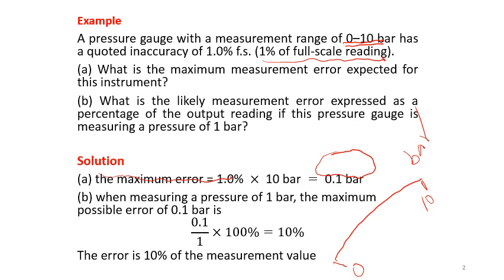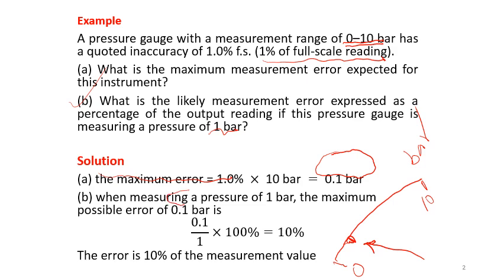Now let us look at the second one, part B. He is asking what is the likely measurement error, expressed as a percentage of the output reading, if the pressure gauge is measuring a pressure of 1 bar. If the pointer comes to measure 1 bar, what will be the error? Is it remaining as before? Is it 1% as it was? Let us check. When measuring 1 bar, the maximum possible error is 0.1 bar.